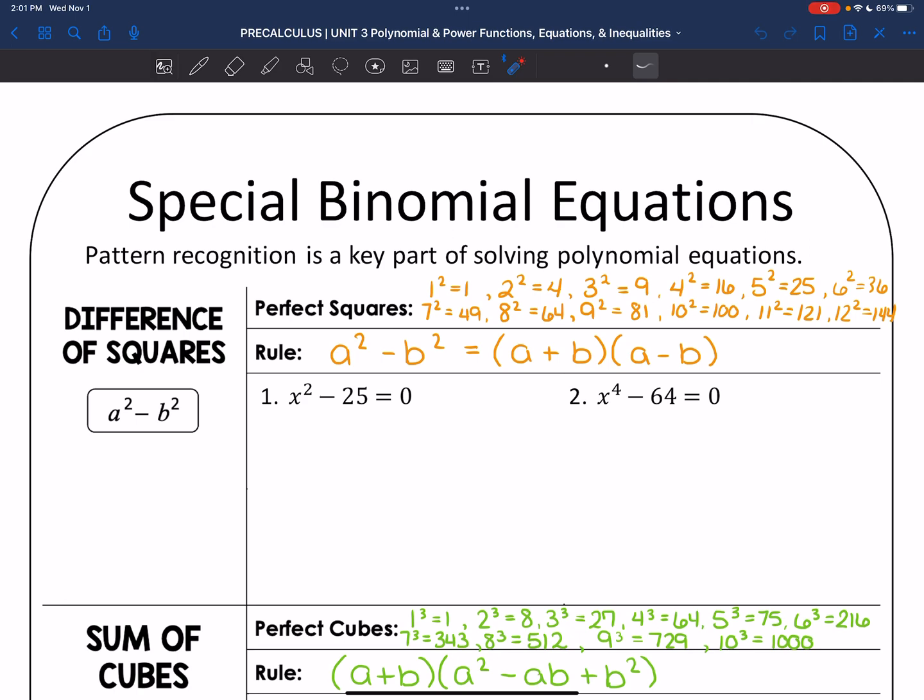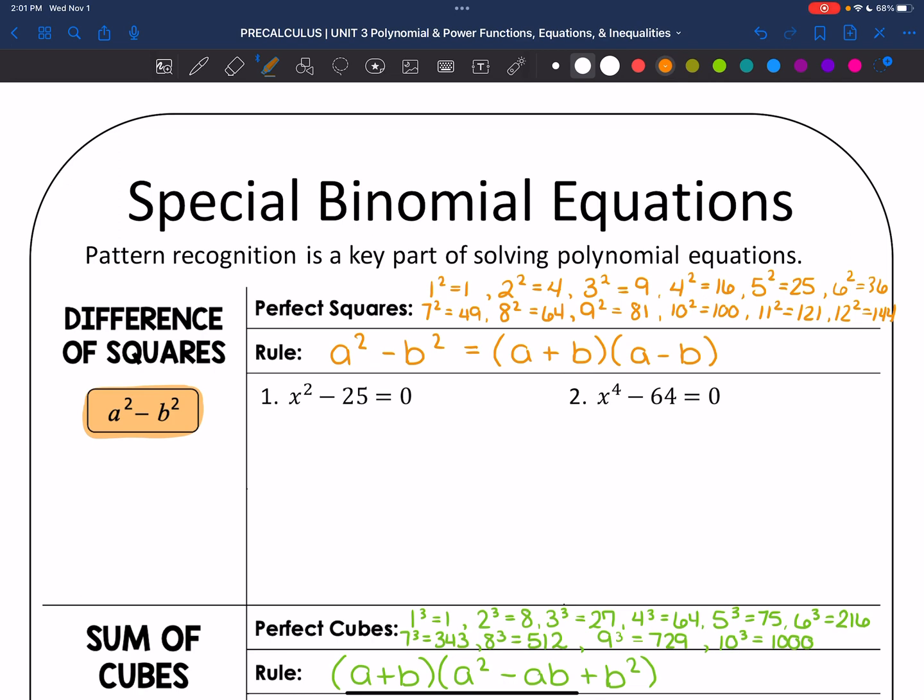The very first one that I want to look at with you all is how to solve a difference of squares. Now, what do I mean by a difference of squares? What I mean by that is that we are looking at a term that is a squared term, and subtracted from that is another term that is a squared term. What exactly is a squared term? What might those look like?